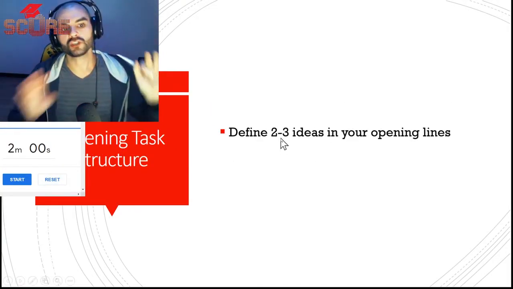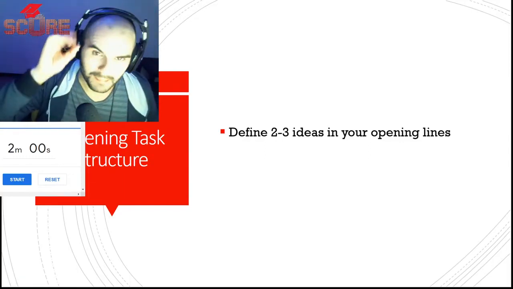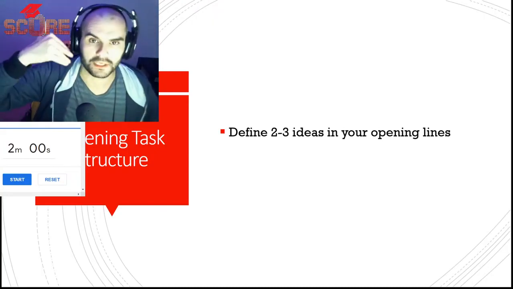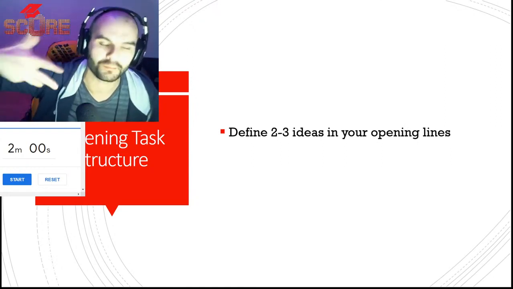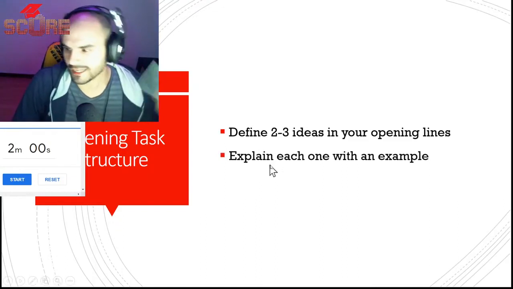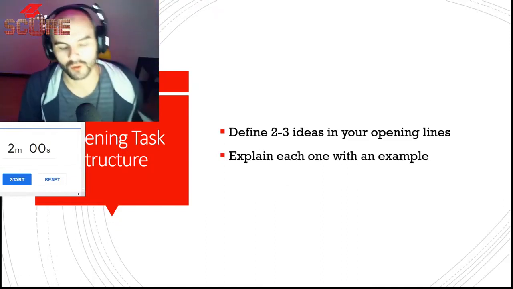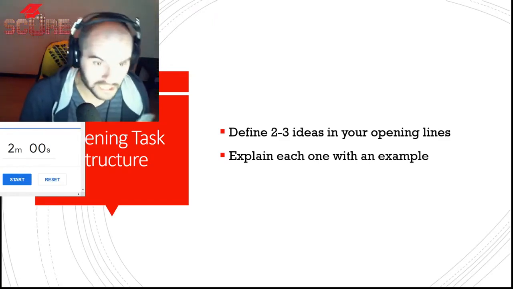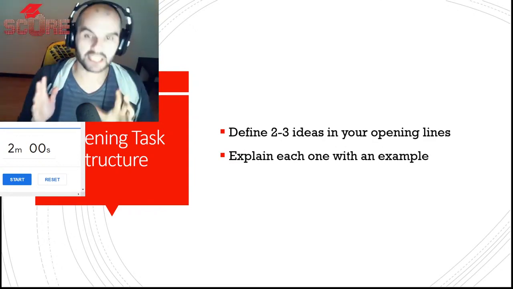You want to define 2 to 3 ideas in your opening lines, like make a mental outline. It's going to ask you for your opinion on something generally, or what you think about something. So you're going to want to have 2 or 3 supporting reasons or ideas to talk about. And then you're going to give an example for each one of those. Like you want to say, this is my idea, plus here's an example. Could be from your personal experiences, could be something you've seen in a movie or TV or whatever. That's it: ideas, examples.